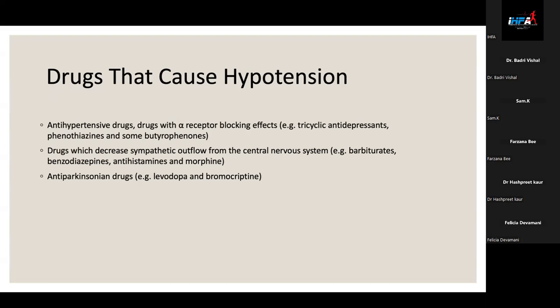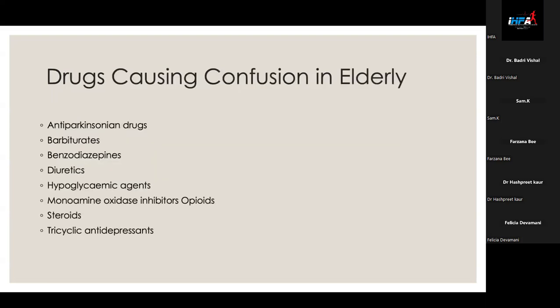Anti-Parkinson drugs like levodopa and bromocriptine can cause the patient to have a hypotensive situation. So make sure that whenever the patient is taking all these drugs, they are being monitored very carefully. Drugs which can cause confusion in the elderly are anti-Parkinson's drugs, barbiturates, benzodiazepines, diuretics, hypoglycemic agents, monoamine oxidase inhibitors, opioids, steroids, and tricyclic antidepressants. All these drugs can cause confusion in the elderly.